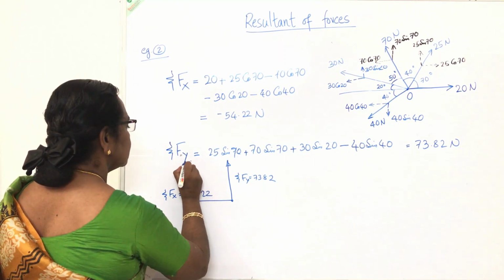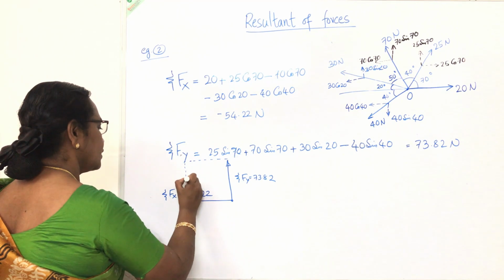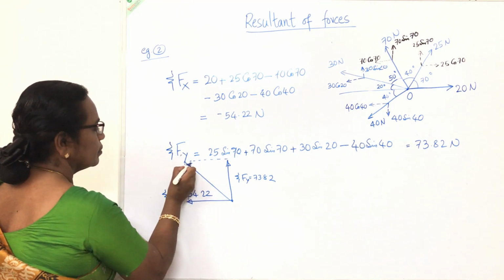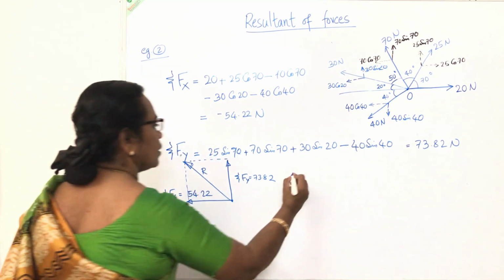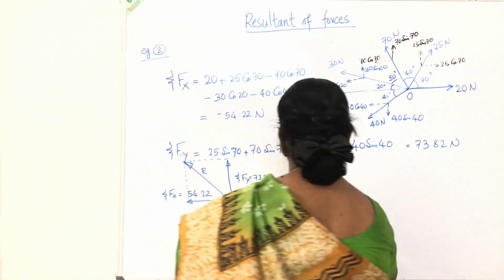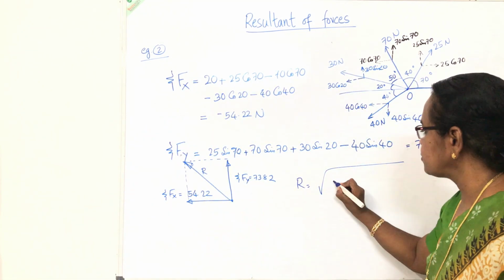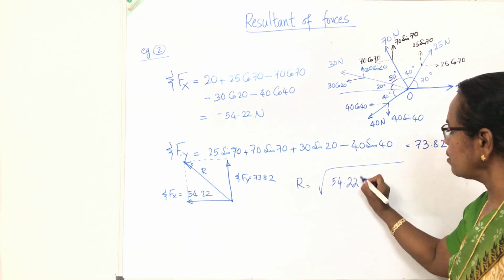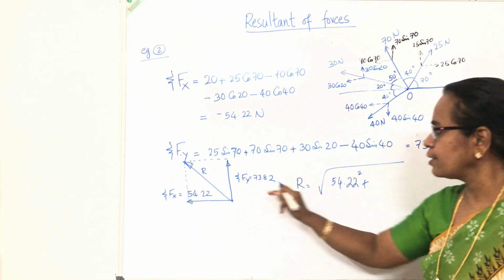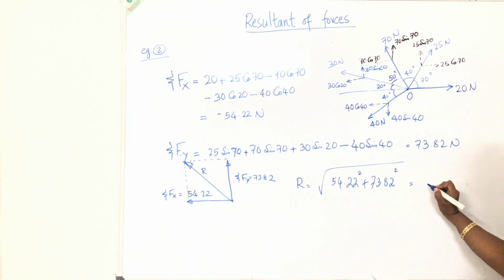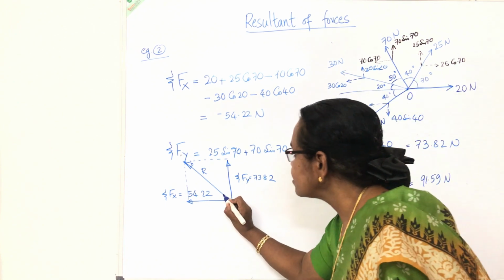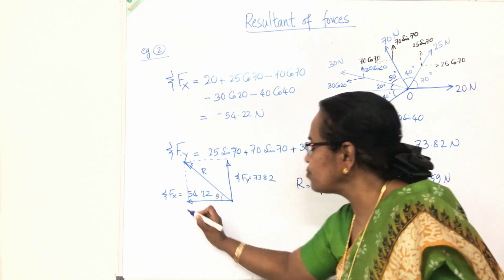So complete this rectangle. This diagonal will represent the resultant in magnitude and direction. R is equal to the square root of sigma Fx square, 54.22 square, plus sigma Fy square, 73.82 square. So that will give 91.59 Newton.